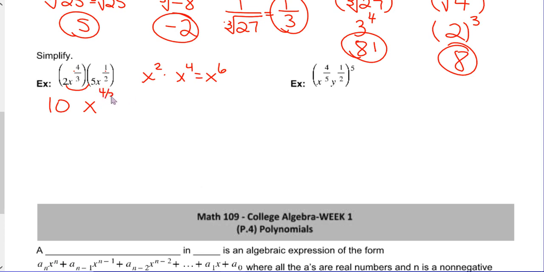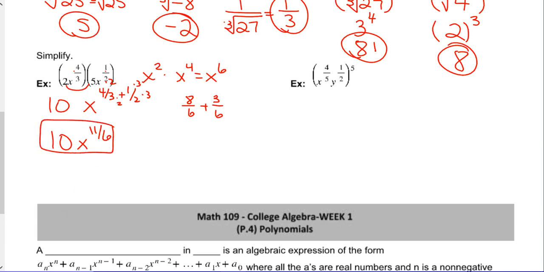So I need to take 4/3 plus 1/2. Now, you are more than welcome to use your calculator if you want, but if you don't, these have to have a common denominator, which would be 6. So I need a times by 2 and times by 2, times by 3 and times by 3. So this gives me an 8/6 plus a 3/6. Keep the bottom, change the top. So ultimately, x to the 11/6 is what we would have for that.